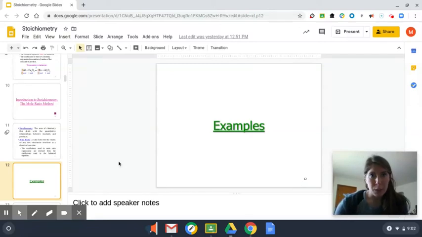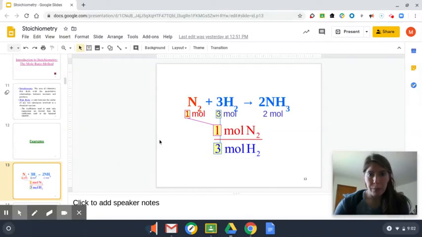Let's work on some examples of mole ratios here. So here I have the equation of nitrogen plus hydrogen gives me ammonia, which is NH3. When I balance the chemical equation, I find that my coefficient has to be 3 in front of my hydrogen and 2 in front of my ammonia. If I'm doing mole ratios, all I'm doing is pulling the coefficients and forming them in a ratio based on what I'm asking for.